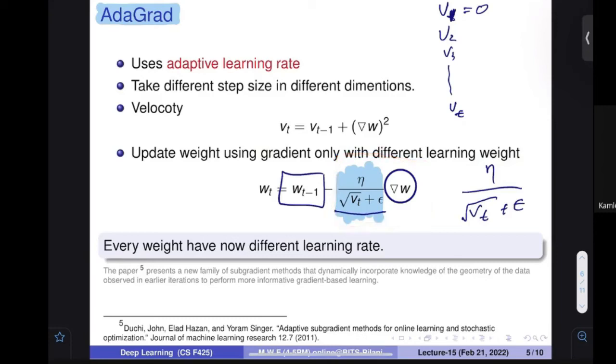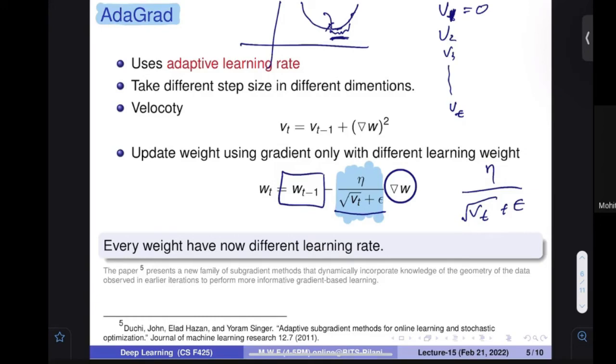This mostly happens. On whatever surface you are, if you keep learning, ultimately when you reach the local minima, your speed should be lower, because there the gradient is smaller compared to the previous places. This is the idea, and it is called AdaGrad.